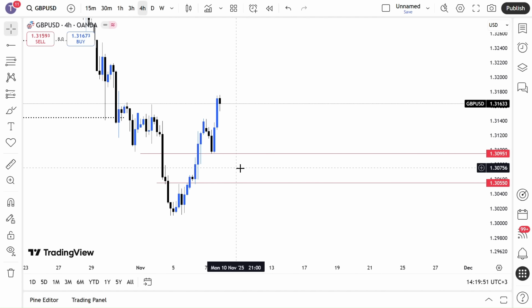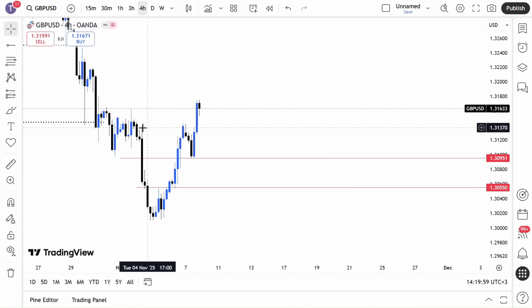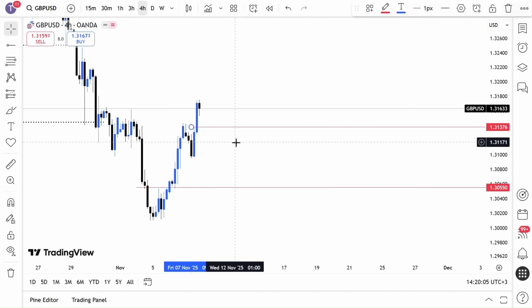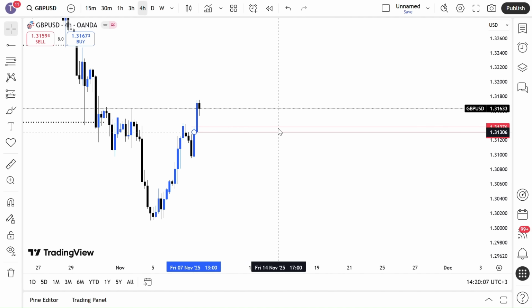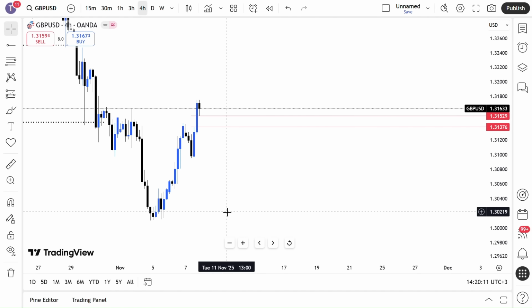In this case, price moved very aggressively, but there was some fair value gap left behind. So I'm going to mark that fair value gap. This is the fair value gap from the 4-hour time frame, and I expect GBPUSD to come back into that fair value gap before moving even higher.